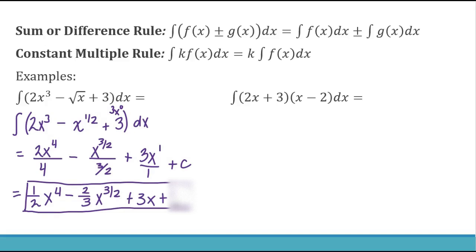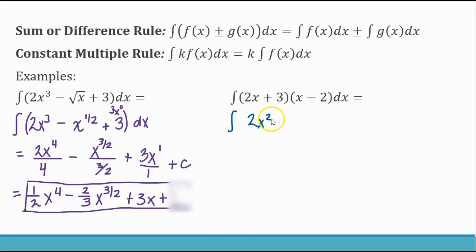And for the second example, the first thing I would need to do is multiply all of this out because I need everything added or subtracted. So I don't have a rule that allows me to take the integral of each piece of a product separately in the integrand. So I have to distribute everything out.